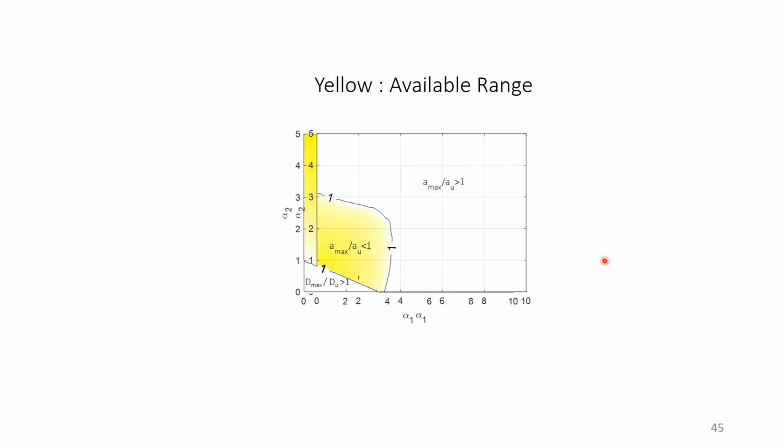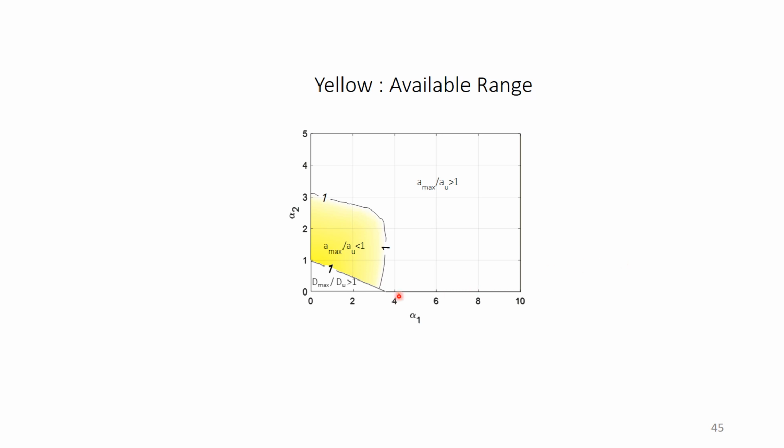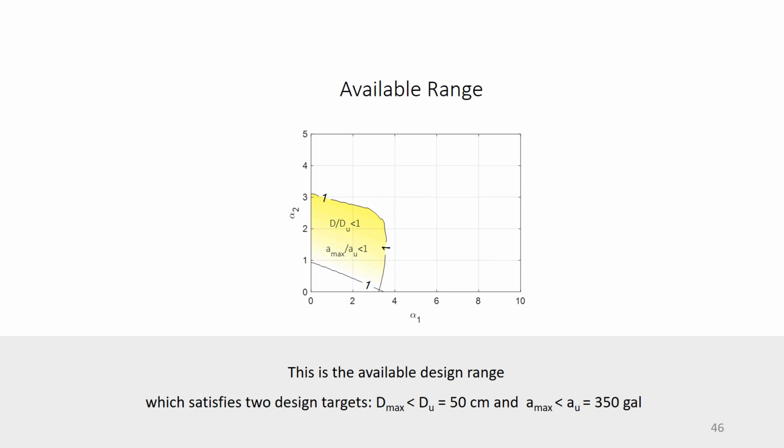So if we overlap these two figures together, we can find the intersection, the yellow color area. And for this area, it will satisfy Dmax divided by du less than 1 and Amax divided by AU less than 1. So this will be the available design range of the FPB retrofit structure, which satisfies these two design targets. And this will be the final design range. And we want to check if this range is okay, so we choose a point in this area where alpha 1 and alpha 2 both equal 2.